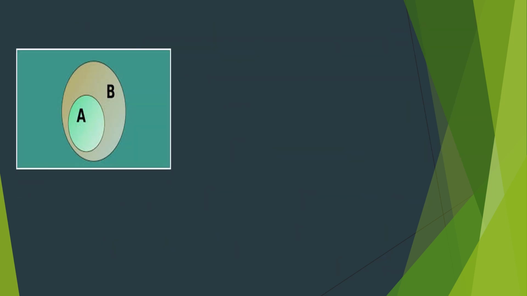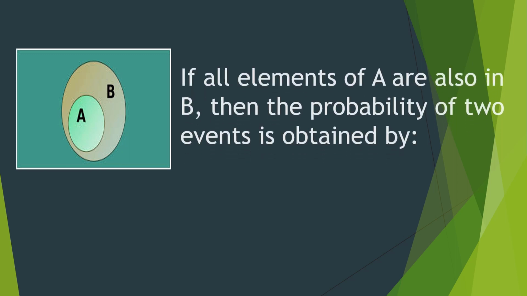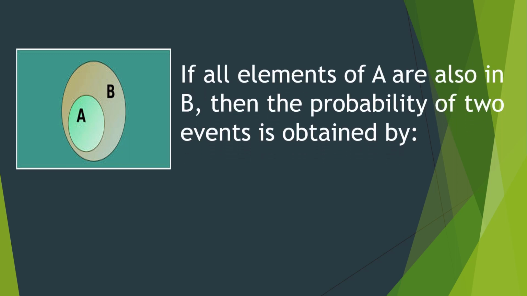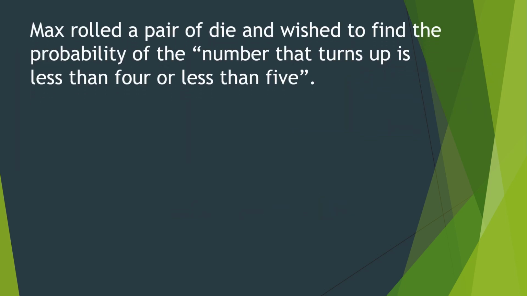Let's have the third one. If all elements of A are also in B, then the probability of the union of two events is obtained by: probability of A union B is equal to probability of B. Let's have an example for this one. Max rolled a pair of die and wished to find the probability that the number that turns up is less than 4 or less than 5.